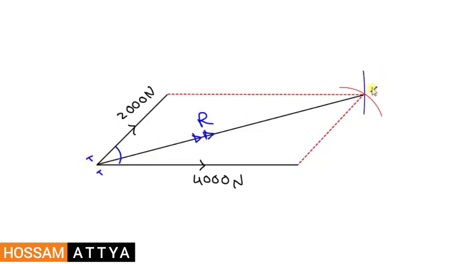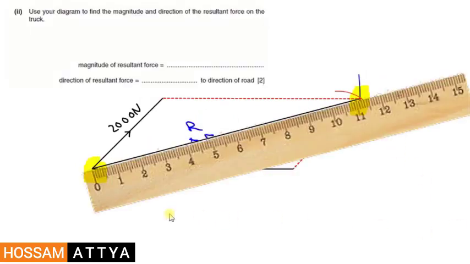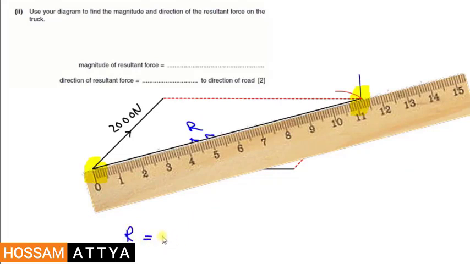the intersection point. To find the magnitude of the force, we measure the length of the diagonal, which is about 11.2 here. Resultant magnitude equals the length of the diagonal, which is 11.2, multiplied by the scale of the drawing, which is 500. So the resultant force is equal to 5,600 newtons. Force is a vector quantity, so we need to find the direction of the force.